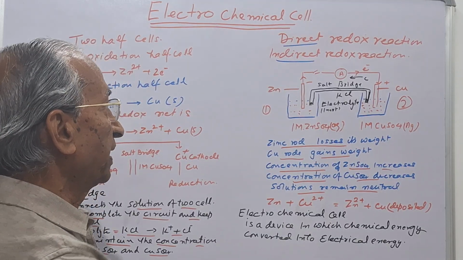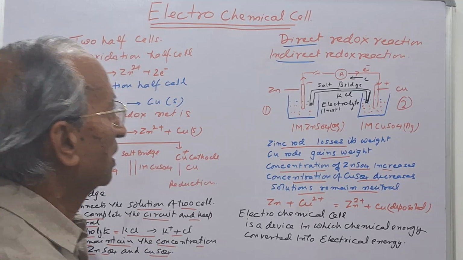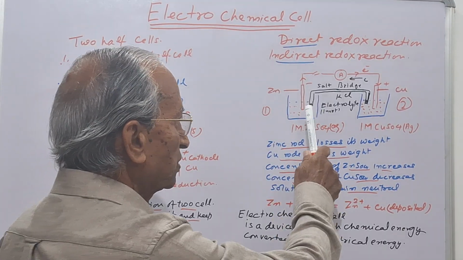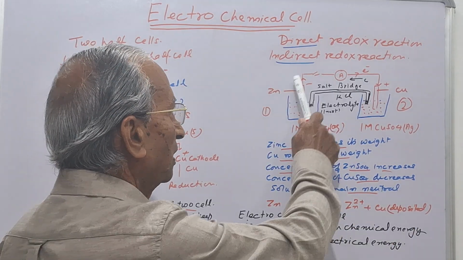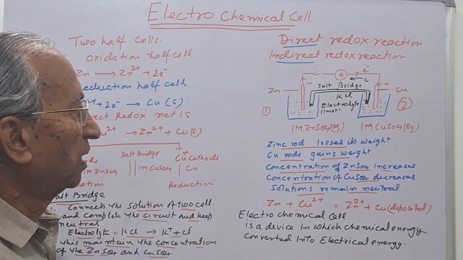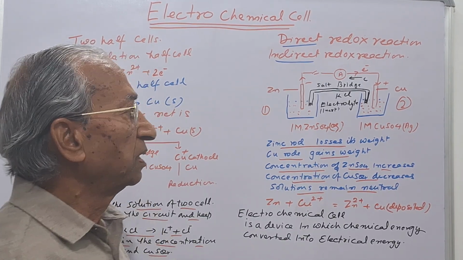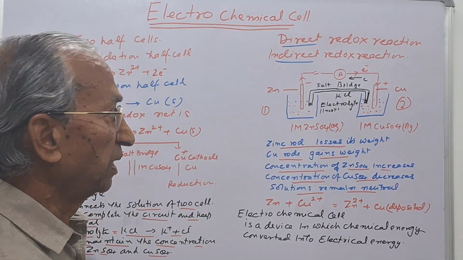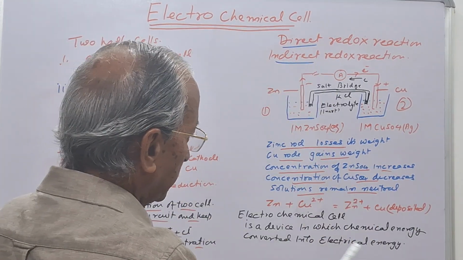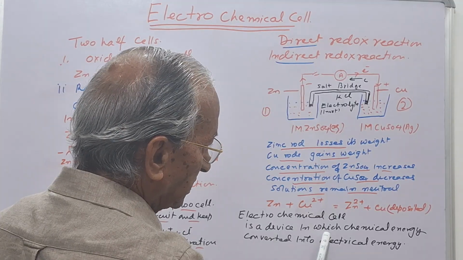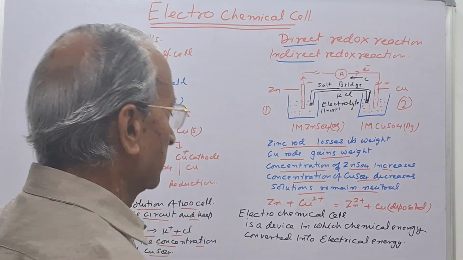But if we take the indirect redox reaction, that is oxidation and reduction, they are separated out by insulated copper wire. Then it was found that the chemical energy is converted into electrical energy. So electrochemical cells, we can say, is a device in which chemical energy is converted into electrical energy.